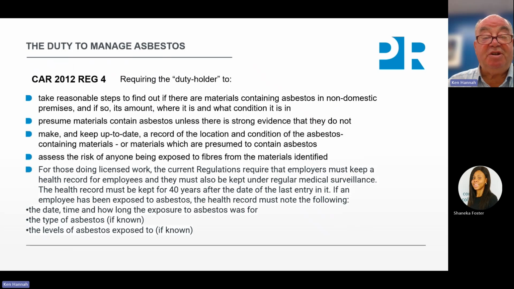So what does it require us to do? Take reasonable steps to find out if there are materials containing asbestos in non-domestic premises, and if so, its amount, where it is, and what condition it's in. And then to make a record of that. Presume materials containing asbestos unless there's strong evidence that they do not. So you can't say it doesn't look like it's got asbestos in it. You have to say, I don't know if it hasn't, so therefore it probably has, or it might have, and I have to have it tested.